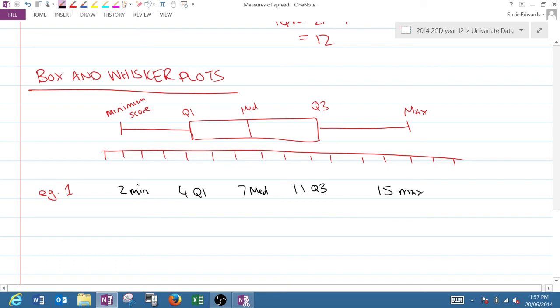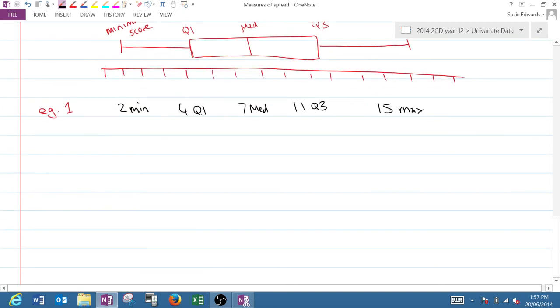So what does our scale have to go from and to? What do we have to have included in our scale? At least the minimum up to at least the maximum, probably go one or so more. So I'm going to go from 1 to 16. So our scale needs to go from 1 to 16.